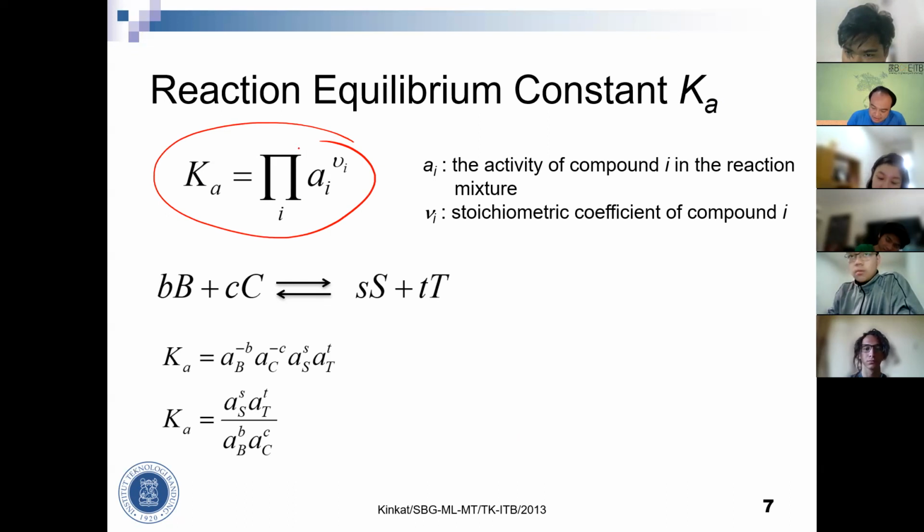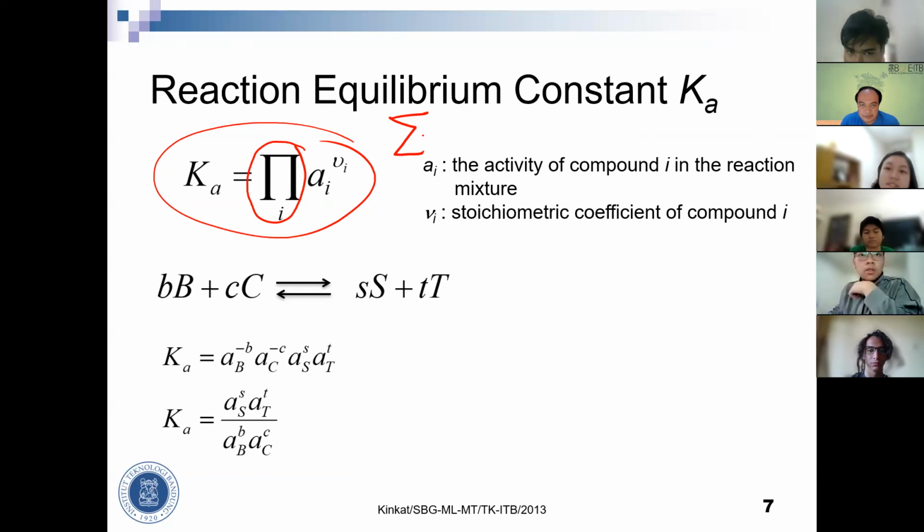So actually this capital pi is quite similar to this sigma. It has a similar function. Bedanya apa? What is sigma? What is the function of sigma? Is the total sum, sir? Summarize A plus B plus C, gitu ya.